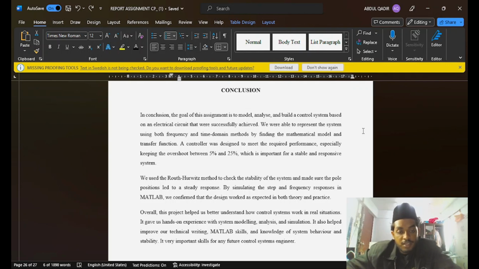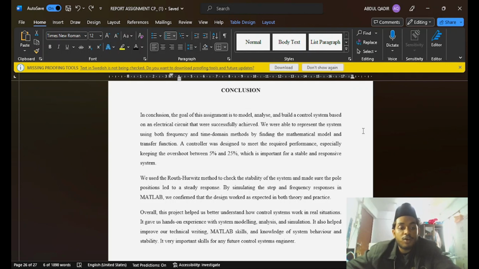For part B, controller design, we designed a gain compensator to meet the required overshoot range, 5 to 25%. Our chosen value is 16%, so MATLAB was used to tune the system and plot the block diagram. The design will help improve the system response while maintaining stability. For part C, we applied the Routh-Hurwitz method to determine the system stability. All elements in the first column of the array were positive, confirming the system is stable. We also confirmed this through the MATLAB step response and pole positions.